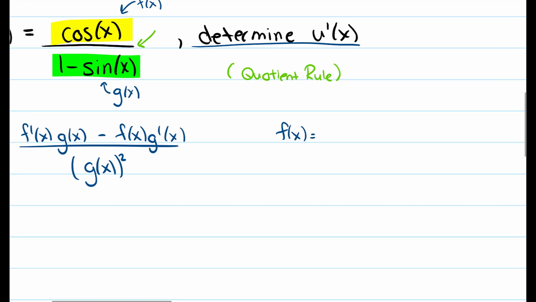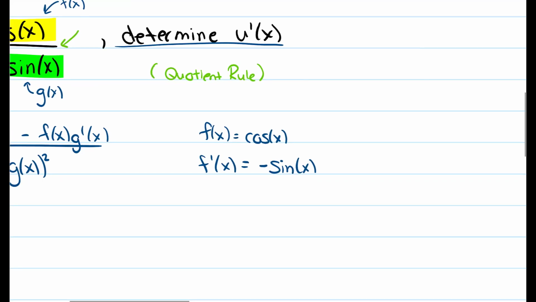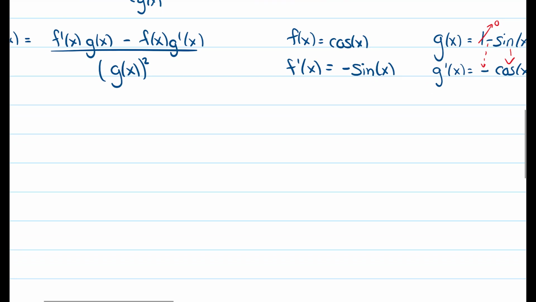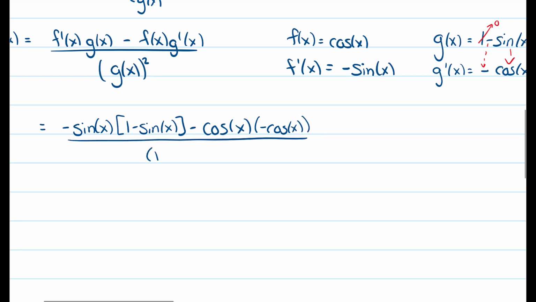So I have f of x is equal to cosine of x. So f prime of x is negative sine of x. And I have g of x is equal to 1 minus sine of x. And g prime of x is equal to negative cosine of x, because the derivative of 1 is 0, the negative comes down, and then the derivative of sine is cosine. And so then what I'm left to do now is just plug everything in. So I get this is equal to f prime of x, which was negative sine of x, g of x, which was 1 minus sine of x, minus f of x, which is cosine of x, g prime of x, which is negative cosine of x, all divided by g of x squared.